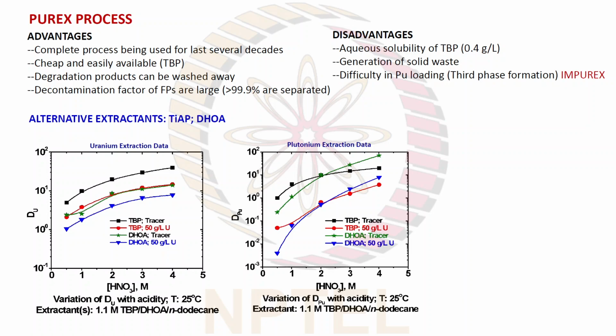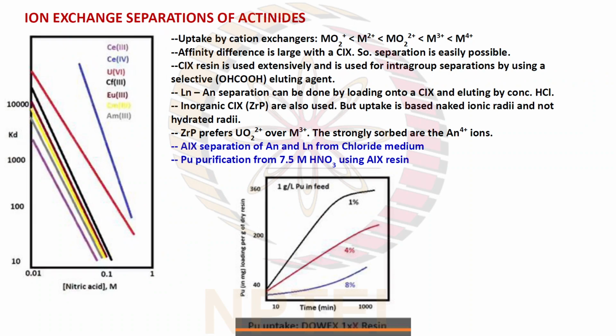Alternative extractants are TIAP and DHOA. The variation of DU with acidity at 25 degrees centigrade, and the variation of DPu with acidity at 25 degrees centigrade, with extractant 1.1 molar TBP, DHOA, and dodecane. So the ion exchange separation of actinides is uptake by cation exchangers: MO2+, M2+, MO2 2+, M3+, and then M4+. The affinity difference is large, so separation is easily possible. Resin is used extensively for intra-group separation by using a selective eluting agent.